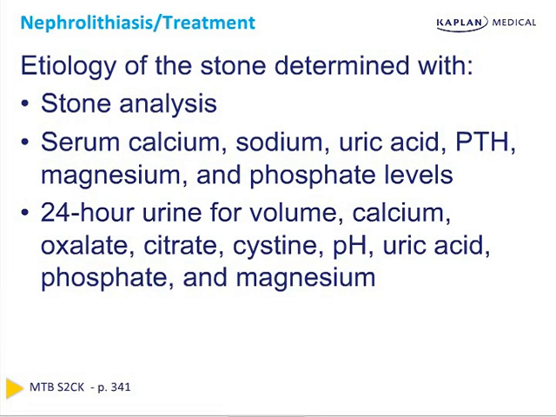A 24-hour urine collection is often performed to get an idea of the volume of urine passed in 24 hours, also calcium content, oxalate content, citrate, cystine, pH, uric acid, phosphate, and magnesium. These can all help us make the diagnosis of what type of stone is present.